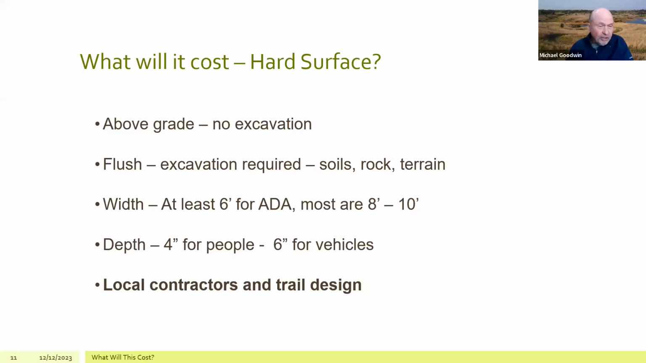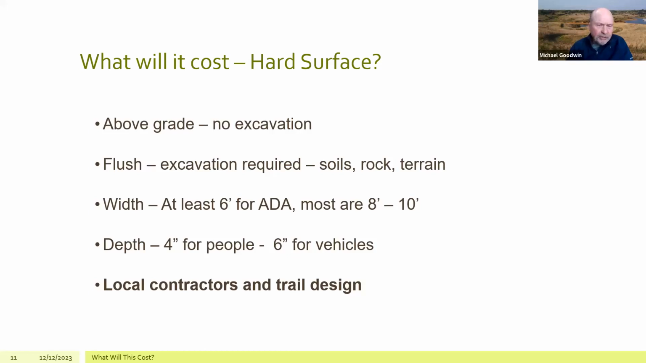Obviously, if it's flush, you're going to have to do some excavation, and that will get you into estimating the cost for dealing with the various soils, the rock, and the terrain that you might be living with in that location. No excavation, of course, you'd just be laying it on top of the surface. And again, width is probably the biggest cost factor. 6 or 8 or 10 feet, minimum of 6 feet is really what you'd want to do for ADA accessibility.